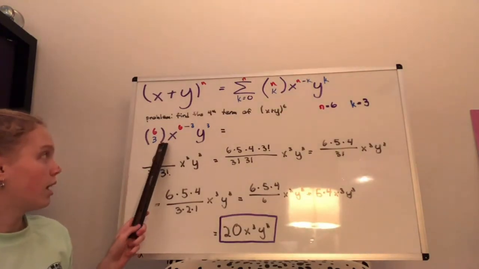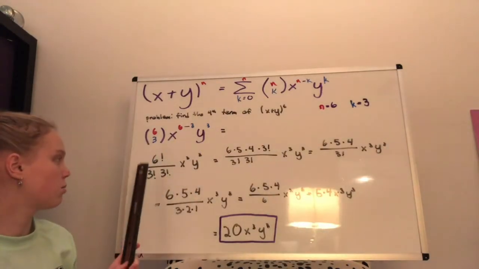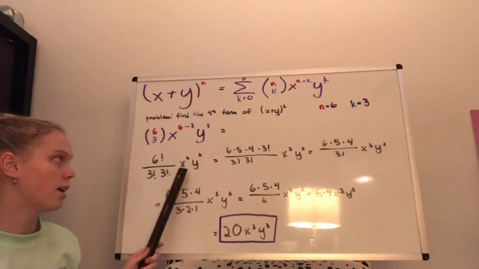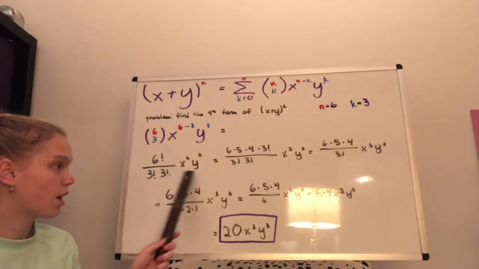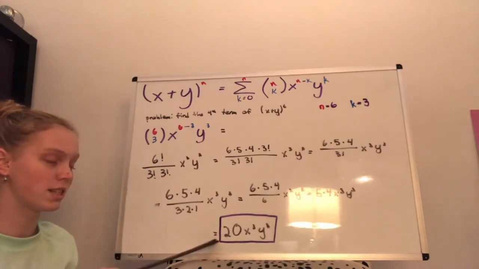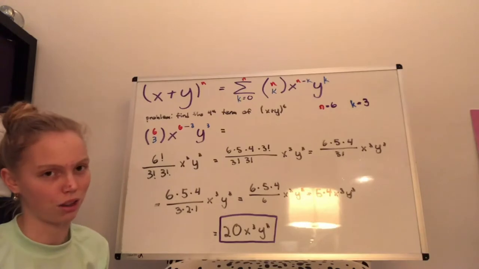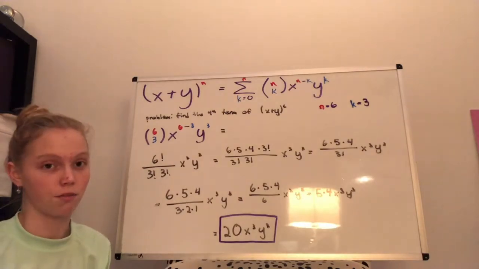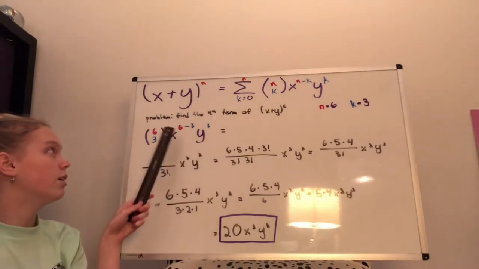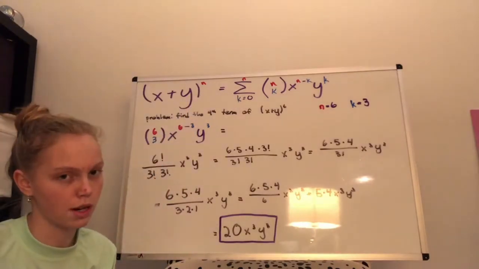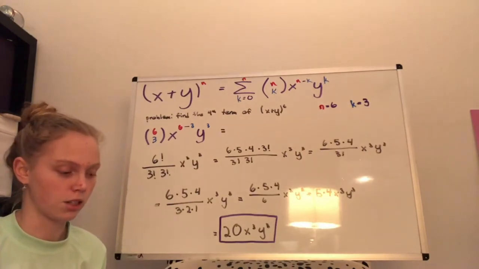Then we just plug that in. 6 choose 3 times x to the 6 minus 3 y to the 3, which is equal to 6 choose 3 x to the 3 y to the 3. Evaluating 6 choose 3, we eventually get 20 x to the 3 y to the 3, which is actually what we got last time for the fourth term in this expression. Remember, if we're raising it to the 6th power, we're going to have 7 terms in our expression, right, because we start at 0. So we have one more than the power we're raising it to.